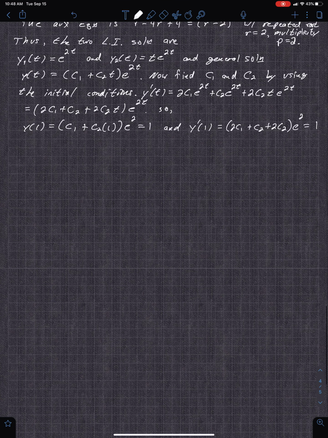And now you set up a system. So the system would look like this. C1 e squared plus C2 e squared equal to 1. And then 2 C1 e squared plus 3 C2 e squared equal to 1. Okay, so solve this system.